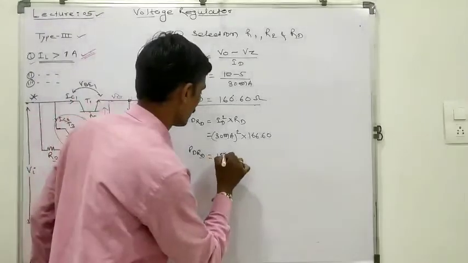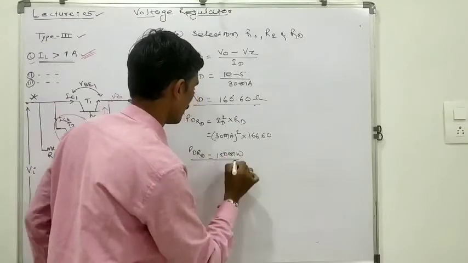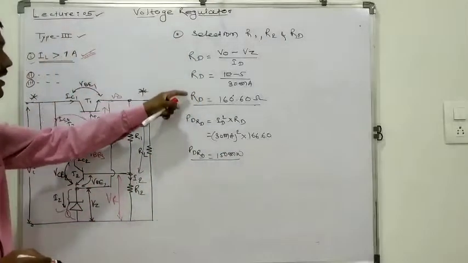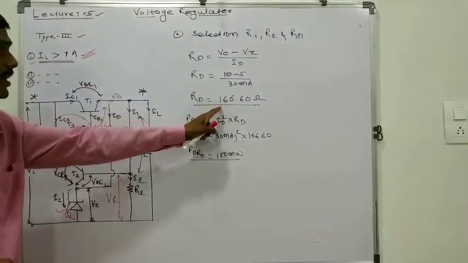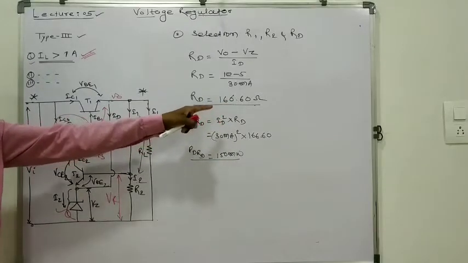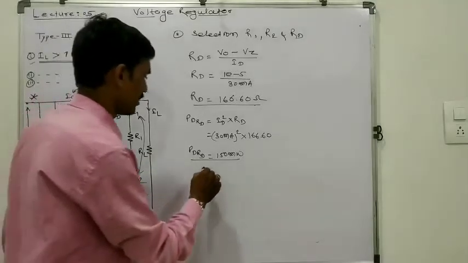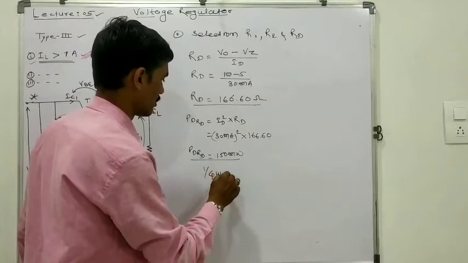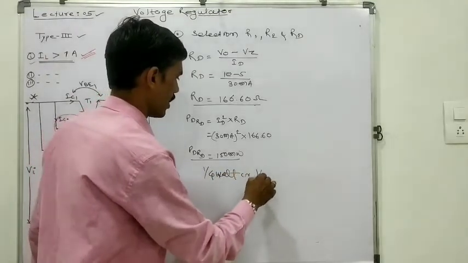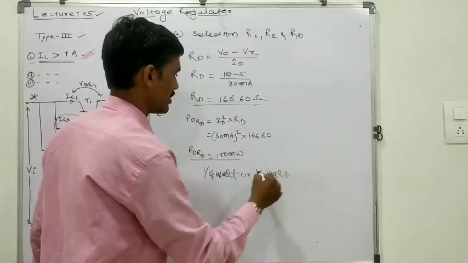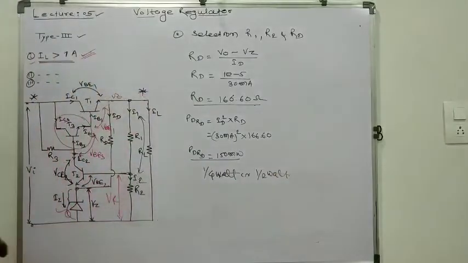It is 150 milliwatt. So select a resistance RD nearer to this value. It can be 150 ohm or greater than 150, say 200 ohm. With power dissipation of 150 milliwatt, we can select a 1 by 4 watt or half watt resistance with this value. So this is the selection of RD resistance. Now next is selection of transistor T1.